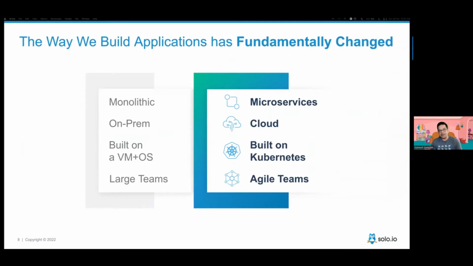The way we build applications totally changed. We were on monolithic, then we went to microservices. We were always on-prem, and then we went to cloud. We were building on VMs and OS, and then we changed to containers on Kubernetes. We had large teams, one big, huge team doing the job, and then we dropped them down to what we call two pizza teams, like what Amazon says. And then we moved to agile teams, where we keep moving people.